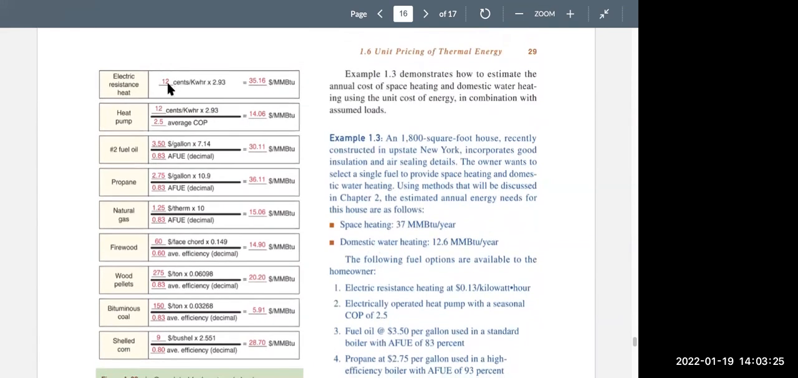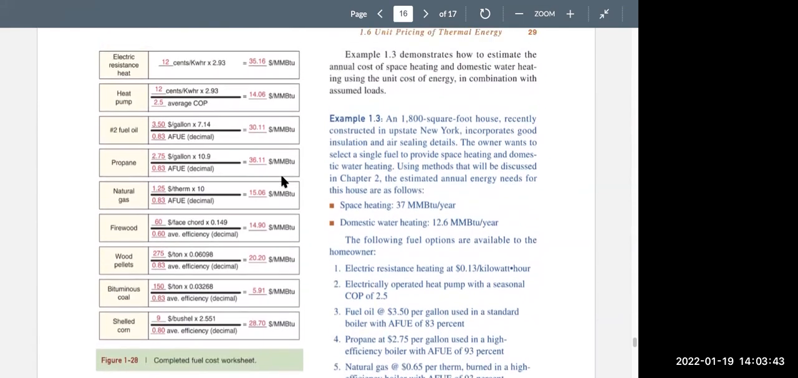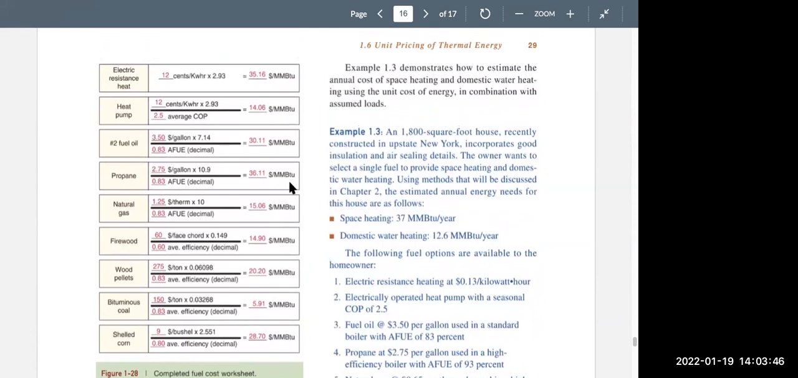So let's see what the numbers are telling us. What they did is they put 12 cents in there, and they come up with this number, $35.16 per million BTU. When we look at this number, the lowest number is the best. So what do you find interesting about this? Which is the best one? You guys see that? Coal. Yes, coal, by quite a bit.